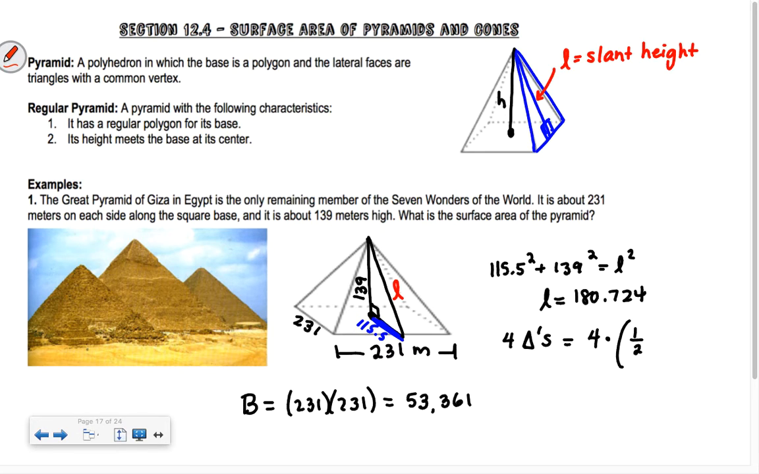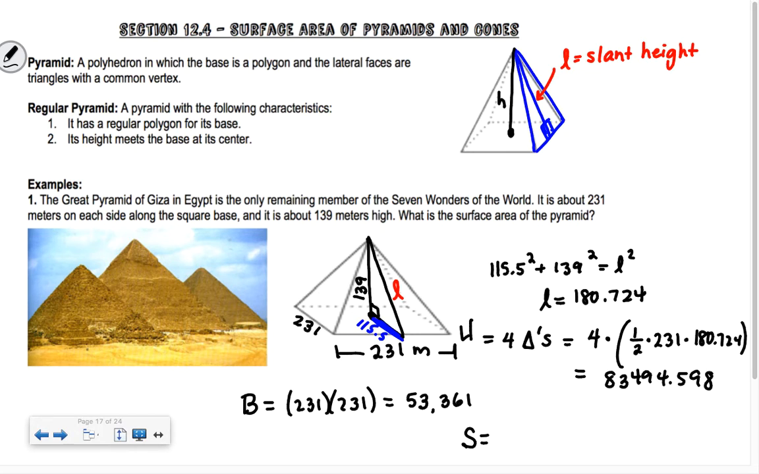So I'm going to have 4 of the areas 1/2 base times height. Let's look at the triangle. Its base is 231, like little b, and its height is our slant height, our L, which is 180.724. That number is still in my calculator, so I'm going to multiply by 231, multiply by 0.5, and then multiply by 4. So those 4 triangles have an area of 83,494.598.